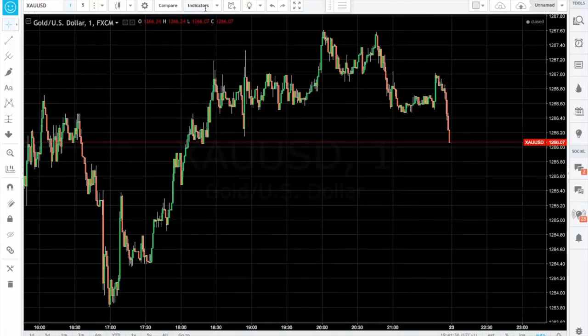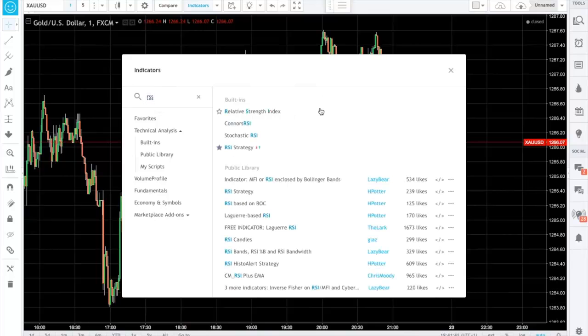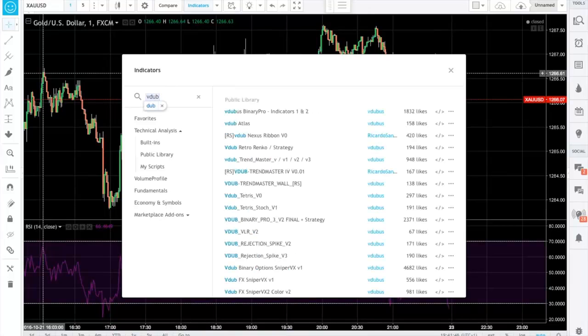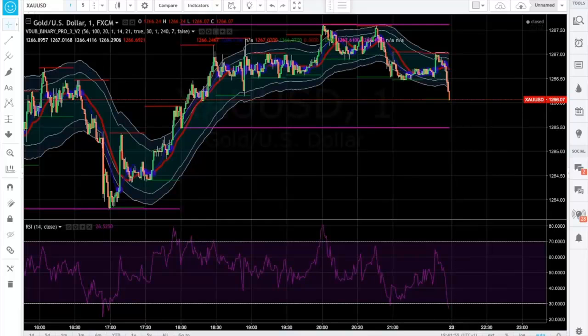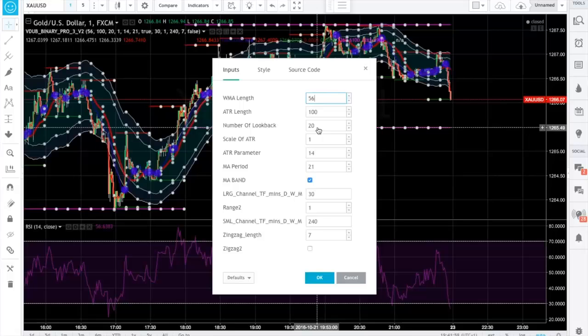I'm going to go to indicators. First of all, I'm going to search the RSI. We've added that one in. Next thing, I'm going to go VDUB, and we're going to go to the 3_V2 final strategy. And that one's added in there. So you don't need to worry about these big purple lines here.